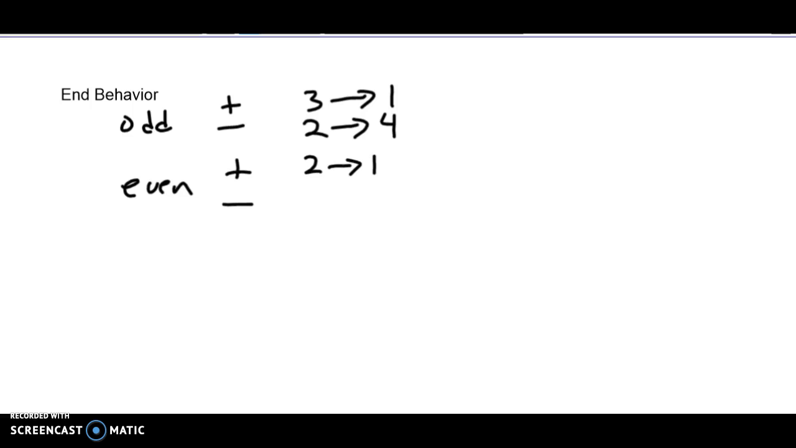Because if it's odd and positive, it goes from quadrant 3 to quadrant 1, and if it's odd negative, it goes from quadrant 2 to quadrant 4. And then again, if it's even and positive or negative, it goes from 2 to 1, or it goes from 3 to 4. We've been talking about that in foundations as well as in pre-calculus. So all these things tie together.